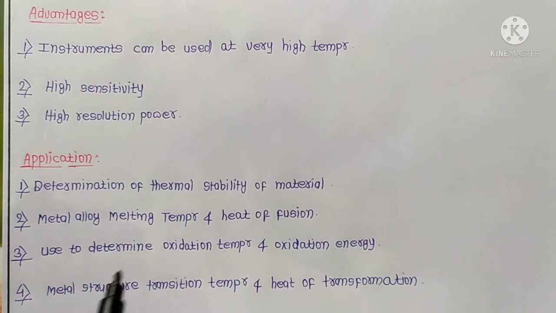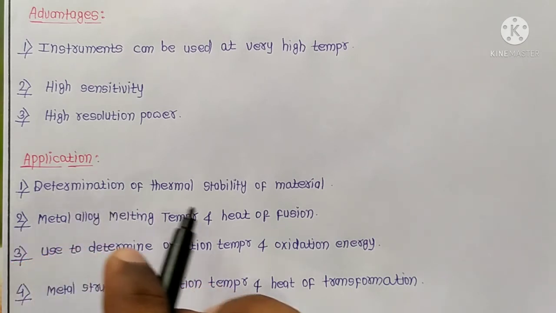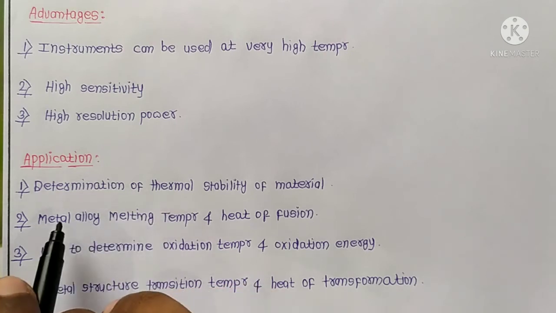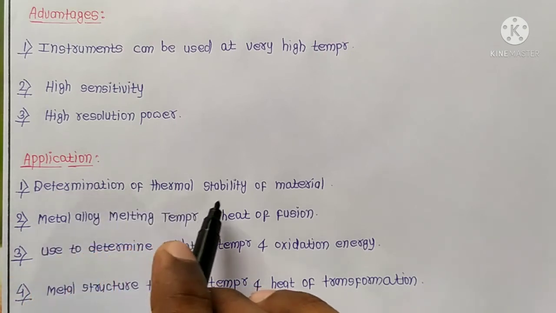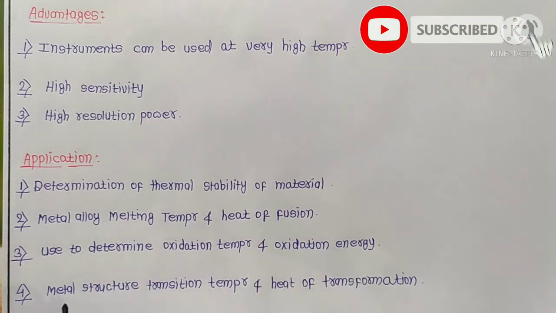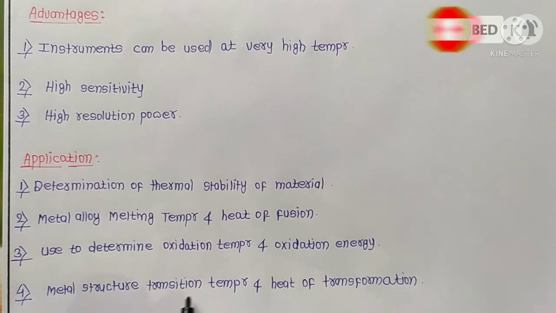Now let's see some of the applications of differential scanning calorimetry. The first application of DSC is determination of the thermal stability of materials. It is also used to study the melting temperature and heat of fusion of metal alloys. The third application is to determine the oxidation temperature and oxidation energy. Another application of DSC is to study the transition temperature and heat of transformation of metal structures.